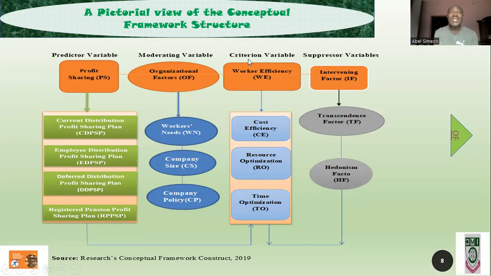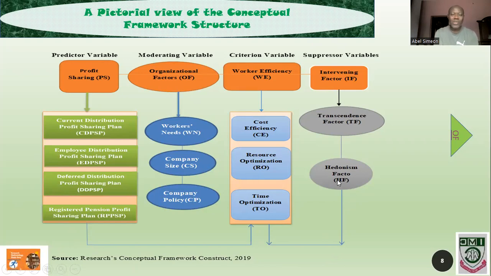Next to it is the dependent variable. These are the measures of the dependent variable. Then on the extreme right, you have the suppressor variable. You can see the links are just external links, how the independent variable impacts on the dependent variable. And then there's a close tie between the dependent variable and the suppressor variable. That is just how it works.